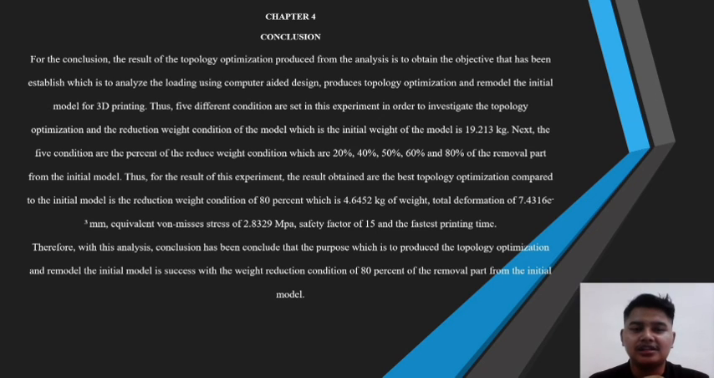So for the conclusion, the result of the topology optimization produced from the analysis is to obtain the objective that has been established. The 5 conditions are the percent of the reduced weight condition, which are 20%, 40%, 50%, 60% and 80% of the removable parts from the initial model. The best topology optimization compared to the initial model is the reduction weight condition of 80%, which is 4.64 of weight with total deformation of 7.43, equivalent stress of 2.83, safety factor of 15, and the fastest printing time. Therefore, the purpose, which is to produce the topology optimization of the initial model, is a success with the weight reduction condition of 80% of the removable parts from the initial model.